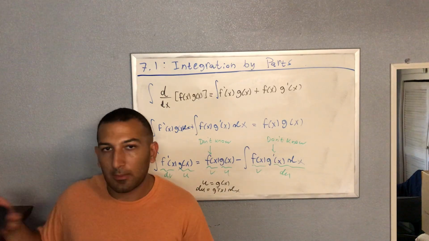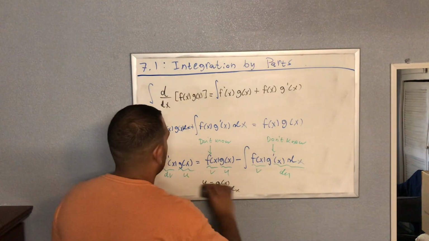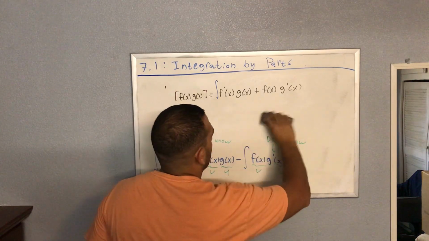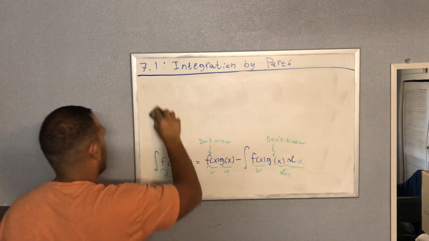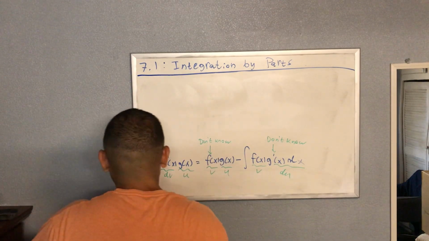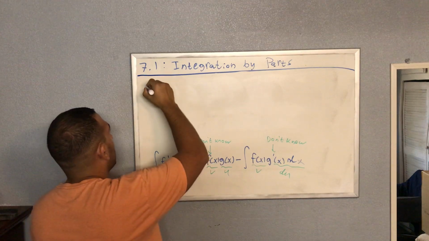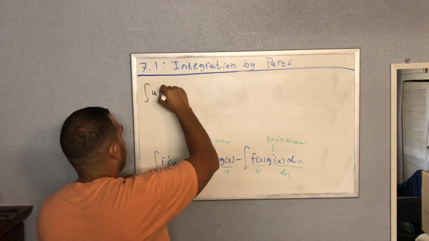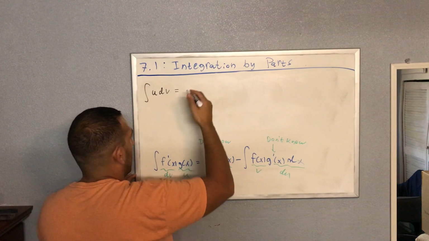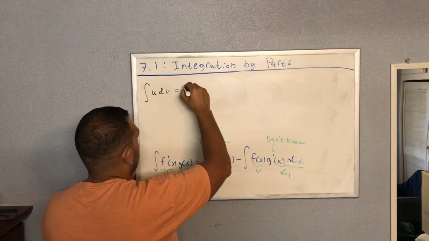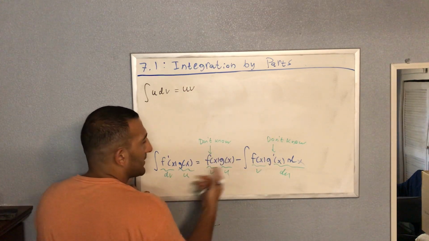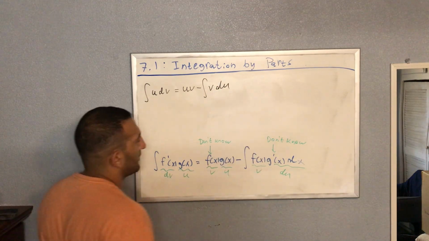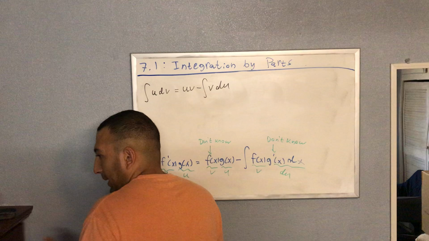And now this gives the form of the integration by parts that we see very frequently. Once we do an example, this will become very elucidated. But the idea here is if you have the integral of u dv, this is the same as u times v, v times u, same thing, minus the integral of v du. This is the integration by parts formula.